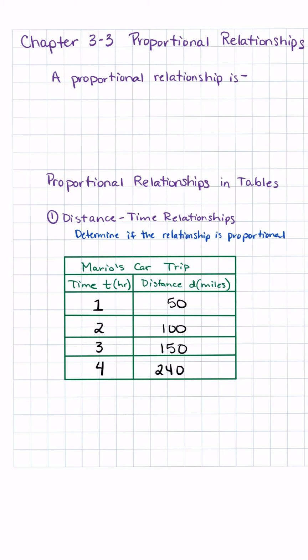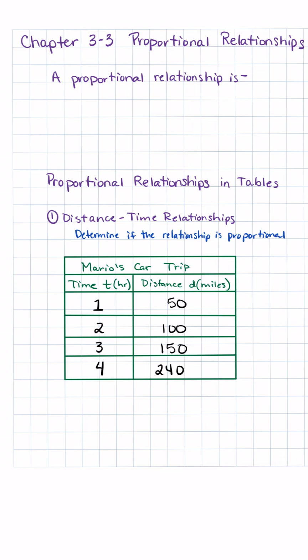Hi class, today we're looking at Chapter 3, Lesson 3, Proportional Relationships. So proportional relationships are used for many things like cooking, chemical mixtures, medicines, and shopping.